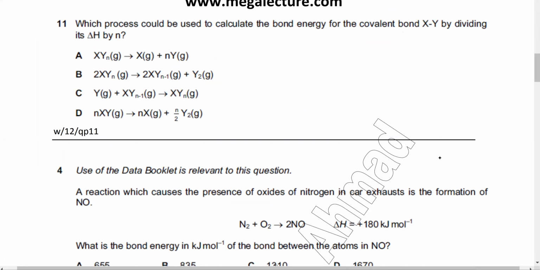Now, Acha, is this clear? The last question, yes or no? Is this clear?